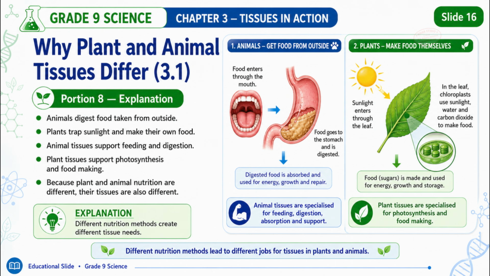Explanation. Another big difference is how they get food, the mode of nutrition. Animals have tissues that help them digest food taken from outside. Plants have tissues that trap solar energy and make their own food by photosynthesis. Because their food habits differ, their tissues differ too.